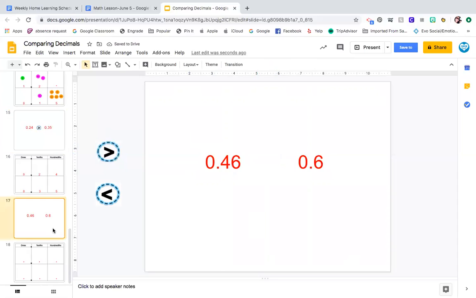All right. I would like for you on your own to try this last one without manipulatives. See if you can do it. Go ahead and use your place value chart. Put in this number 0 and 46 hundredths, and then this number 0 and 6 tenths, and then go ahead from left to right comparing the digits to see if you can figure out which one is greater. Go ahead and pause the video, try that on your own, and then we'll check it together.